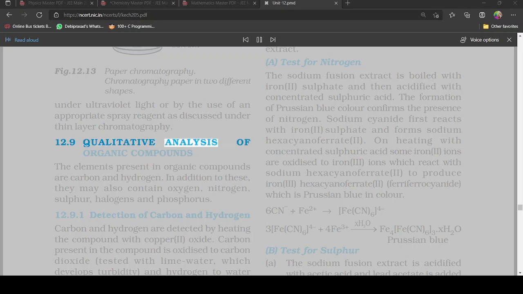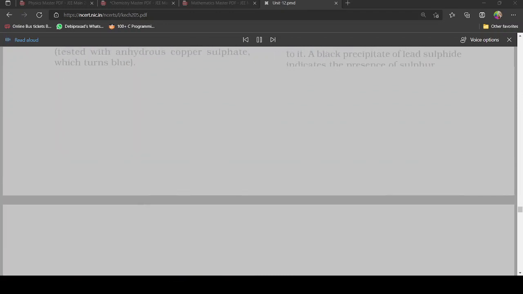12.9 Qualitative Analysis of Organic Compounds. The elements present in organic compounds are carbon and hydrogen. In addition to these, they may also contain oxygen, nitrogen, sulfur, halogens, and phosphorus. Detection of carbon and hydrogen. Carbon and hydrogen are detected by heating the compound with copper(II) oxide. Carbon present in the compound is oxidized to carbon dioxide, tested with lime water, which develops turbidity, and hydrogen to water, tested with anhydrous copper sulfate, which turns blue.